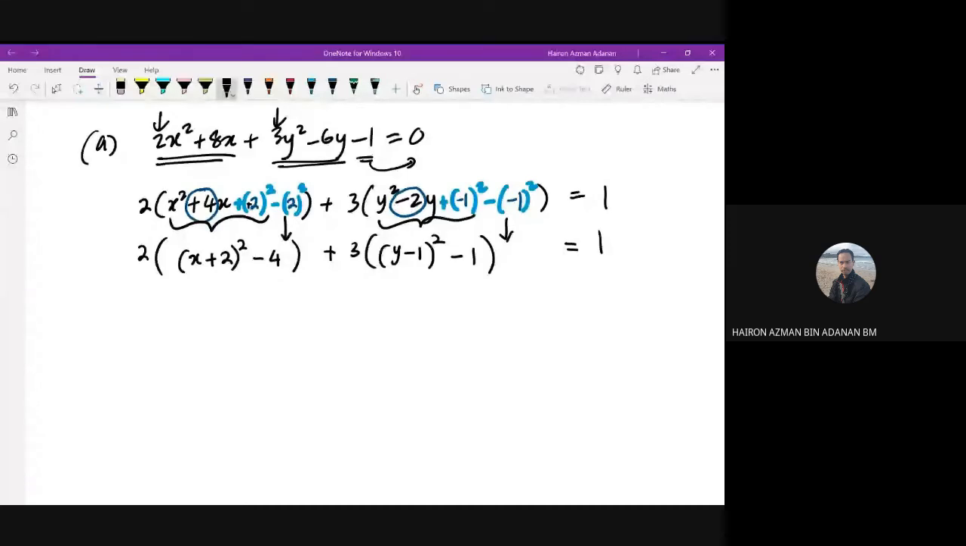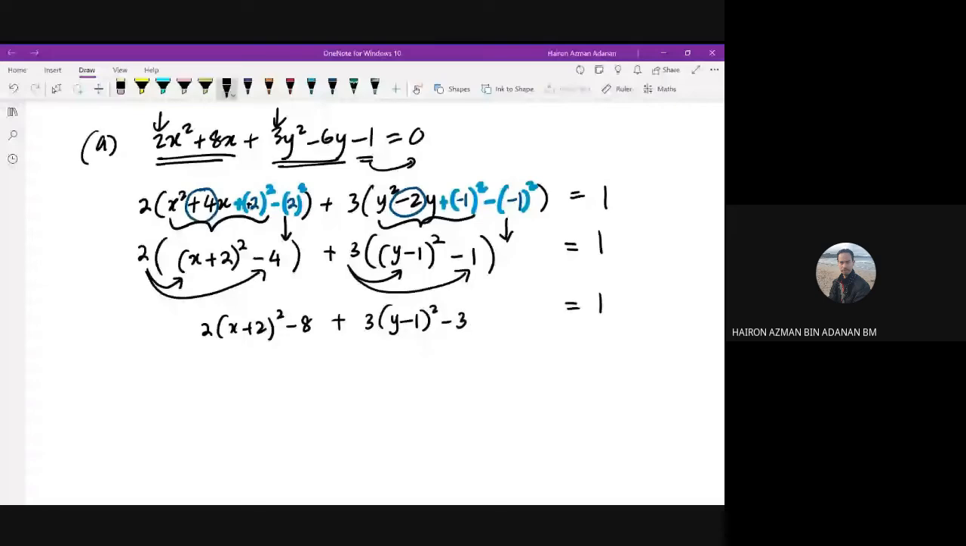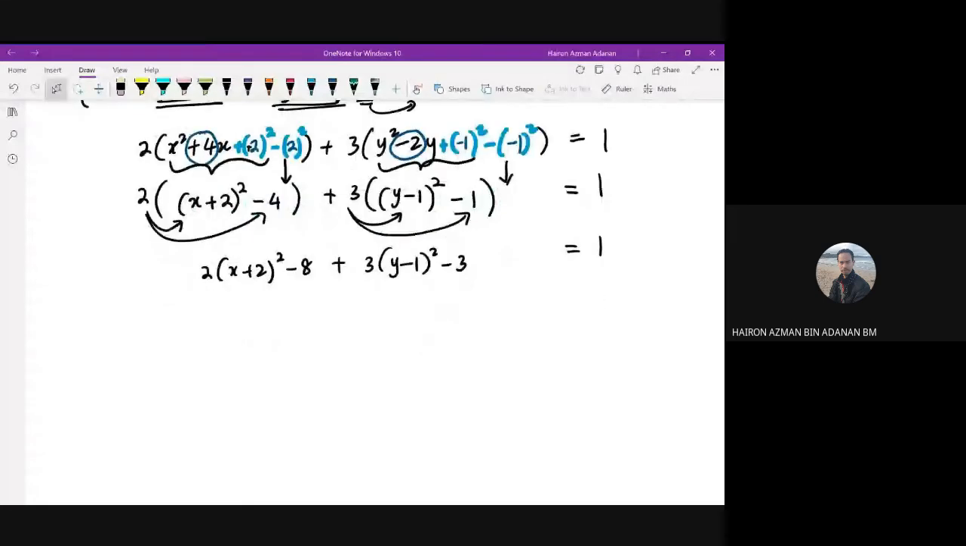Next step, multiply back. You will get 2 times x plus 2 squared minus 8, plus 3 times y minus 1 squared minus 3, equal to 1. Now this value just bring to the right. So next step you will get 2 times x plus 2 squared plus 3 times y minus 1 squared equal to 8 plus 3, which is 12.